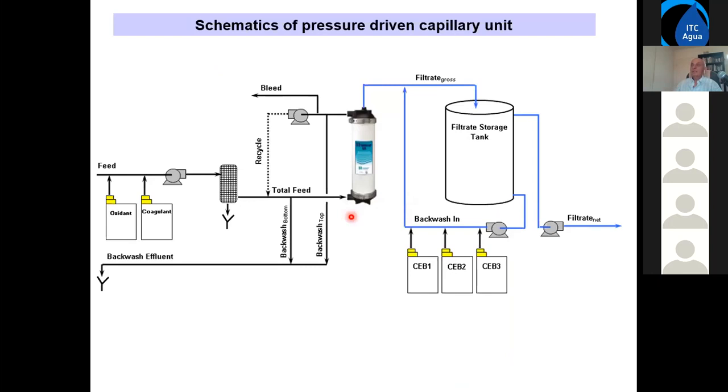Okay, and this is a pressure-driven capillary unit. But again, oxidant, coagulant, which is hypochlorite, or coagulant, ferric, if required, strainer, and then the module, which represents the train. Filtrate goes to the storage tank. It's also used for the backwash, CIB1, CIB2, CIB3. Overflow goes to the filtrate, and okay.